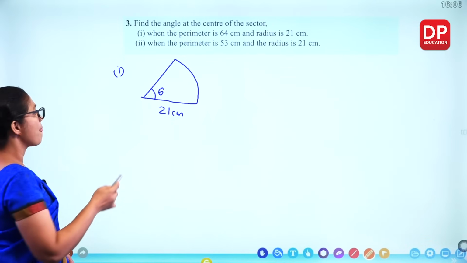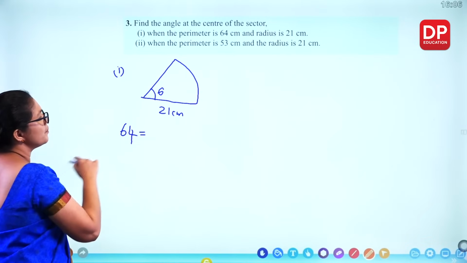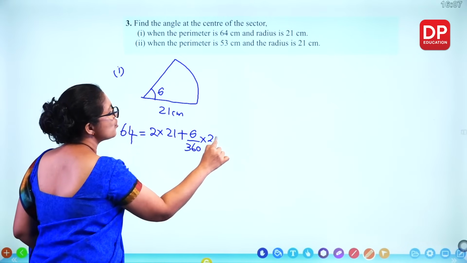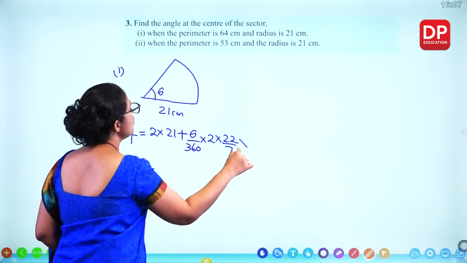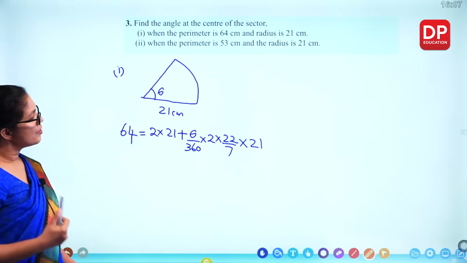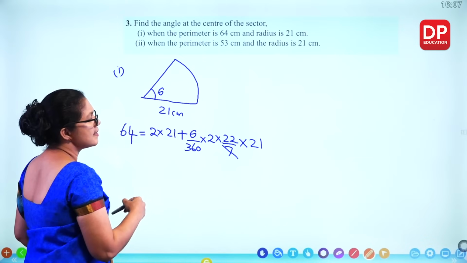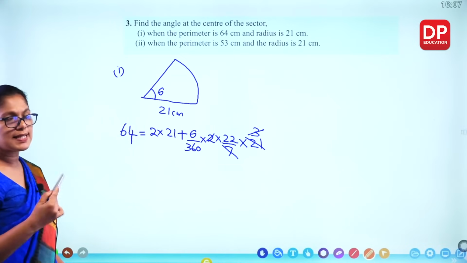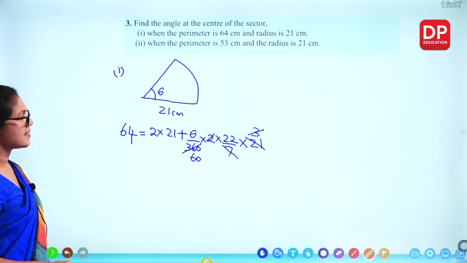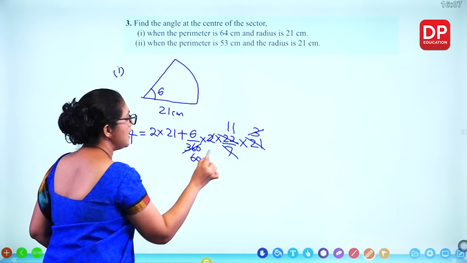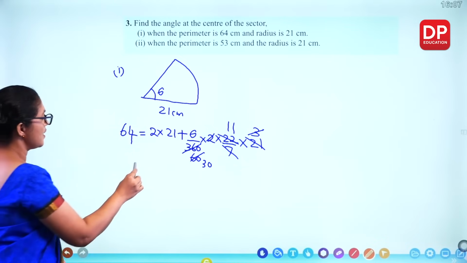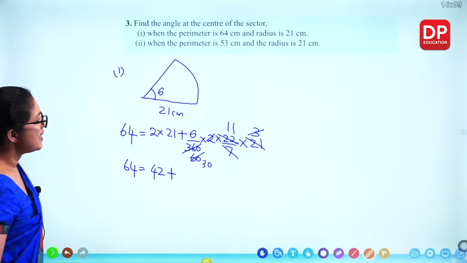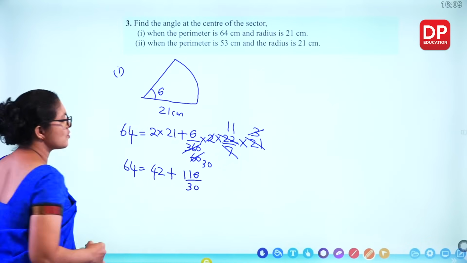So you can use the formula. The perimeter 64 is equal to double the radius plus angle at the center divided by 360 into 2 pi. Pi is 22 over 7 into r. R is 21. Now, to simplify this part, I can cancel out 7 with 21 and write 3 here. And this 3 and this 2 becomes 6. 6 times 6 is 36, and this divided by 2 gives 11, and you get 30 here. So 64 equals 2 times 21, 42, plus what's remaining here, 11 theta over 30.